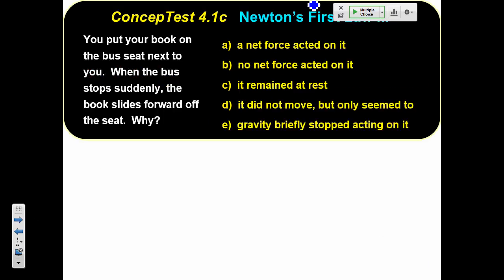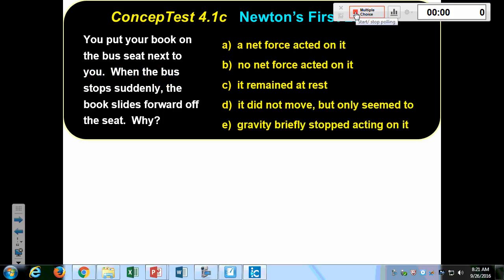You put your book on the bus seat next to you. When the bus stops, suddenly the book slides forward off the seat. Why is that? Riding along in the bus or in your car or whatever, all of a sudden it stops, your book slides off the seat and onto the floorboard. Why does it do that?